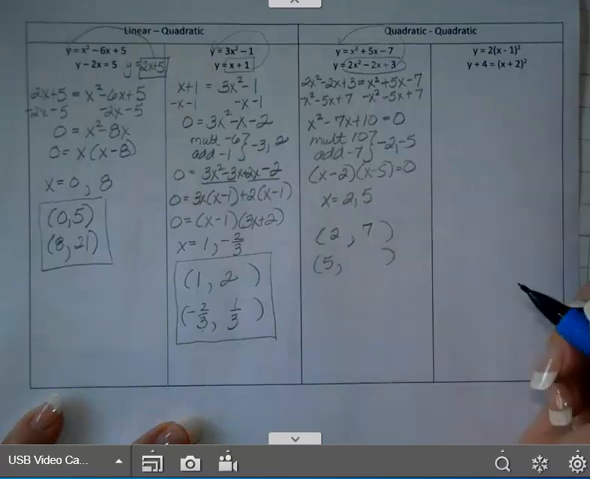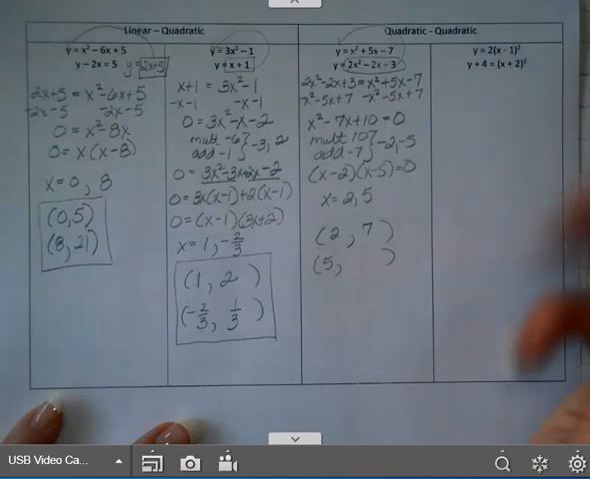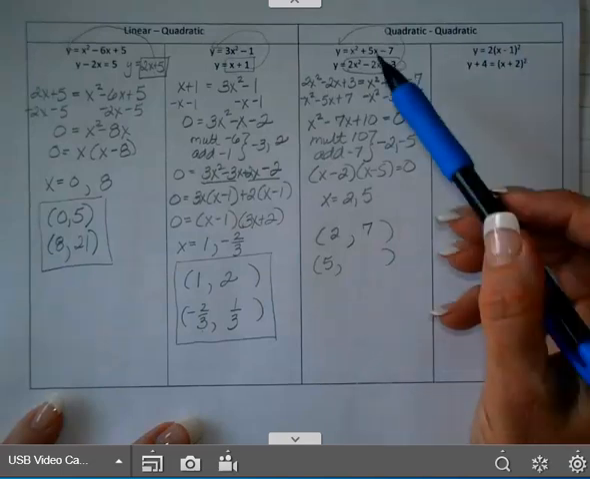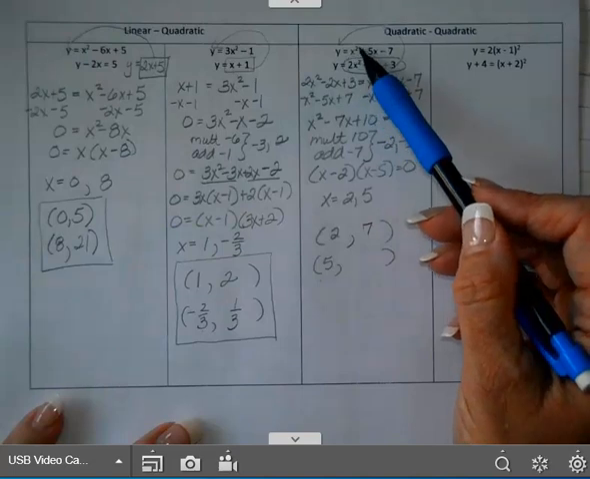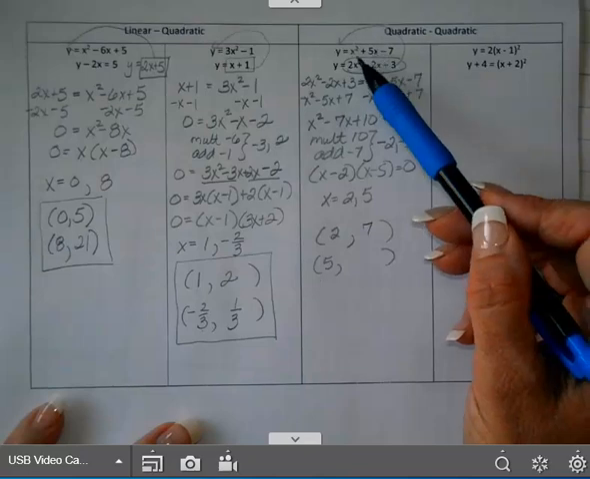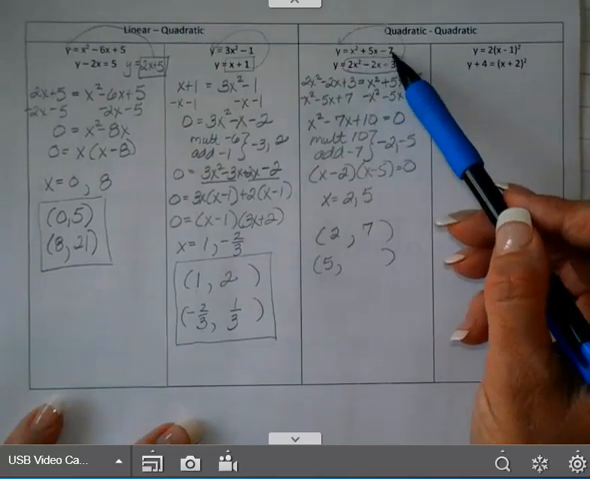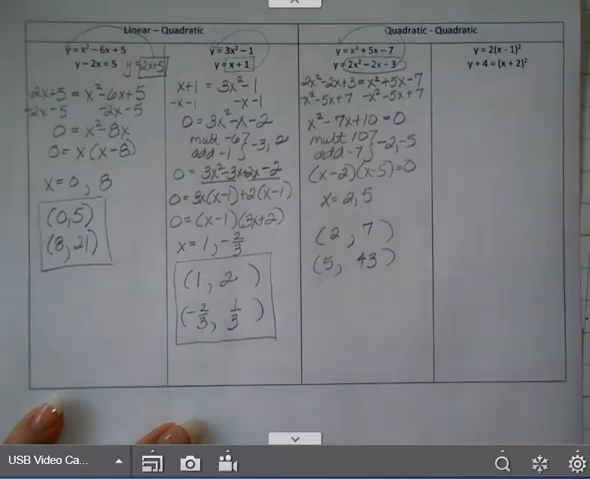You could have used the bottom equation too, but you have to take it squared and then multiply by 2. I didn't want to do that much work. On the top, again, plugging in 5, you get 5 squared, so 25, plus 5 times 5, that's 25. 25 plus 25 is 50, minus 7 gives you 43. And you could use your calculator. I'm just doing that in my head.